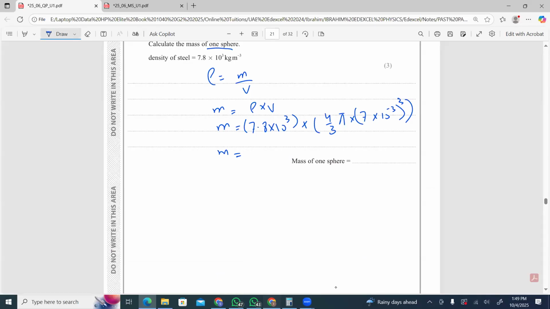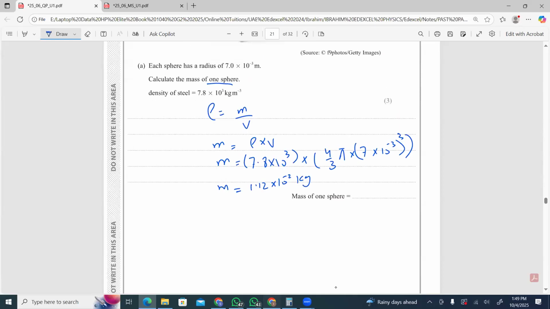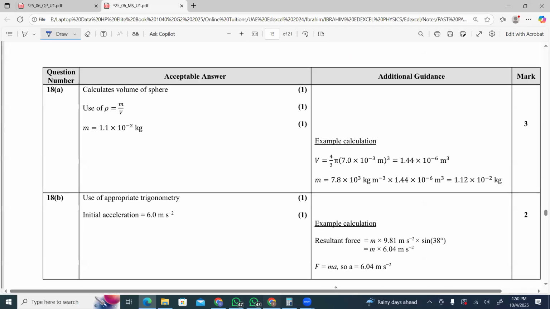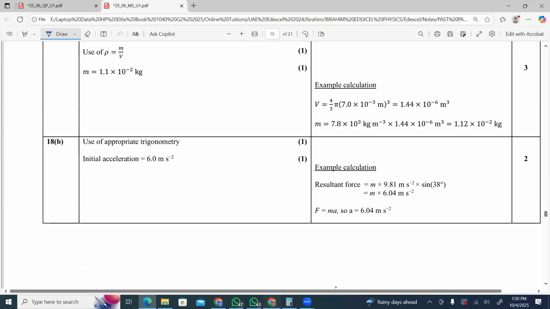So it is about 1.12 into 10 raised to the power minus 2 kg. And if you can see, the number of significant figures is just 1 or 2. So maybe you can write just 1.1 into 10 raised to the power minus 2 kg. Okay, so let's check the mark scheme. Yes, you can see it's down there, and 1 mark is for this.